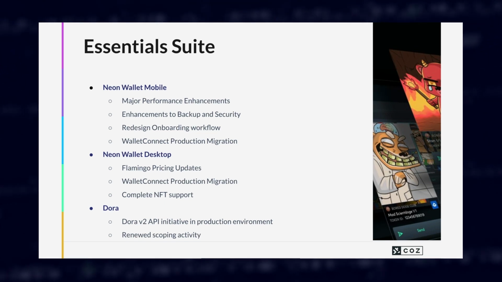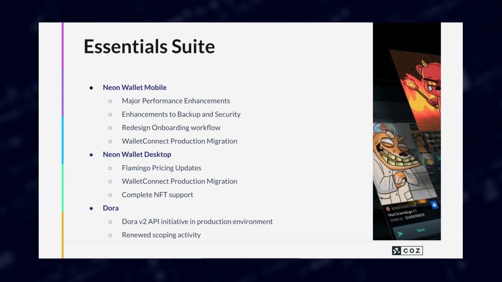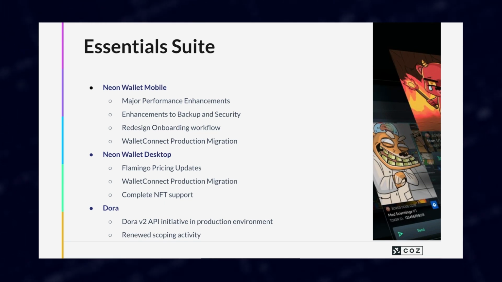For Dora, as many of you are aware, we've been working on some performance updates to the API to support the extended resource needs as the ecosystem grows. So that's our V2 API. Right now it's in the production environment, and we're working on parity with the existing Dora API before cutting it into release. The plan there is to make it a seamless migration. So everybody who's currently using the Dora API will be benefactors of these improvements.